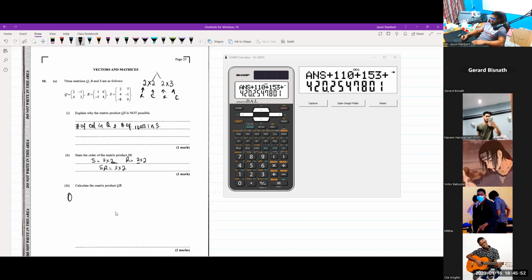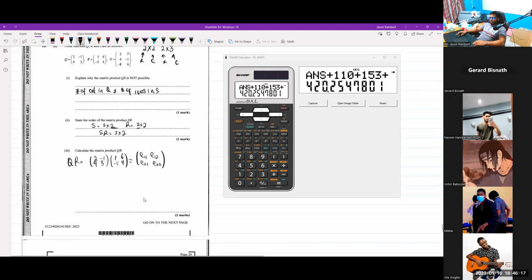Are you comfortable with the matrices? Yes, sir. This was an easy question. E21 and E22, all of this. Calculate E11: first row, first column, first matrix, second matrix. All of that? Yes, sir.